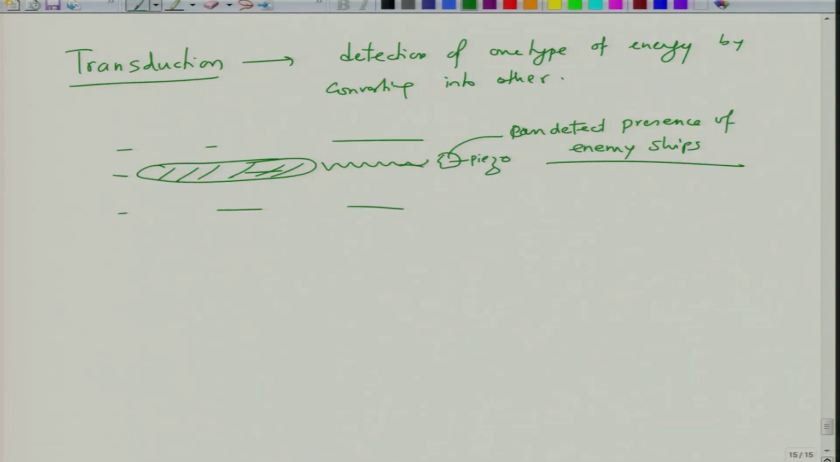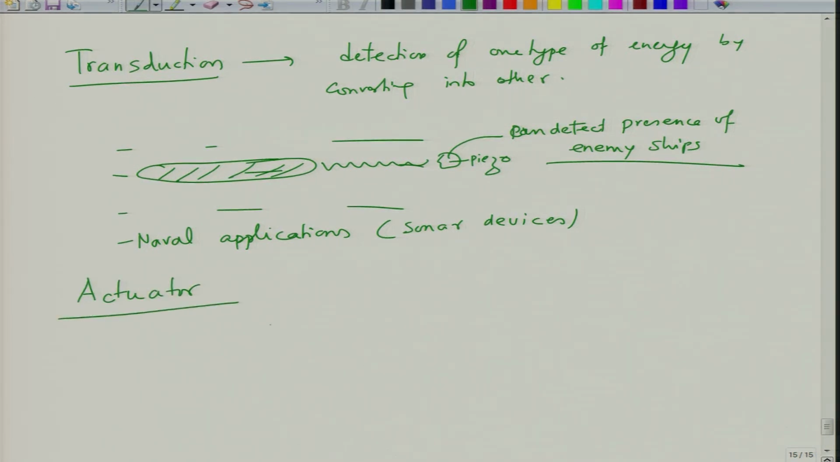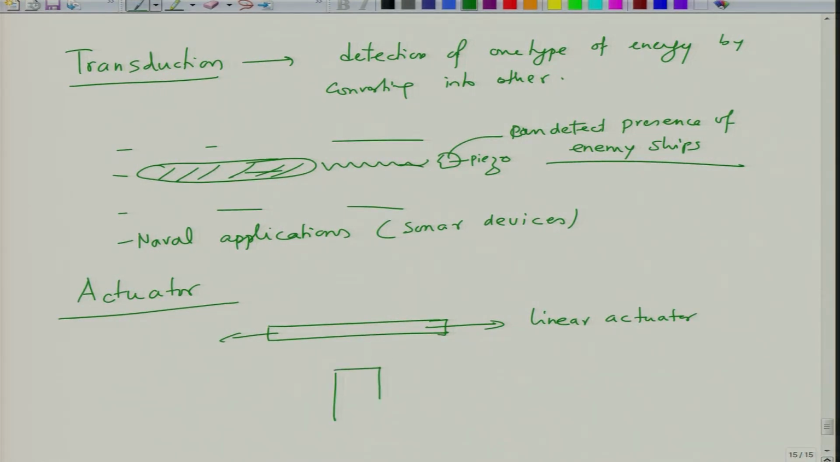So, they can be used to detect, for example, this. So, a lot of naval applications, which are called sonar devices. They use these piezoelectrics for detection of these waves. Similarly, they can also be used as actuators. Let us say you have a piezoelectric rod, voltage can be applied in such a fashion that you have linear actuation. So, you can have linear actuation, you can have cylindrical actuation, let us say.